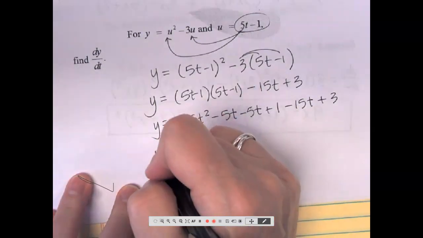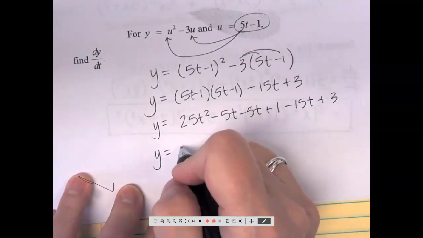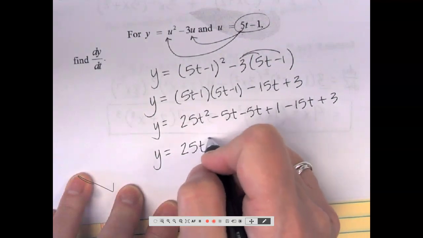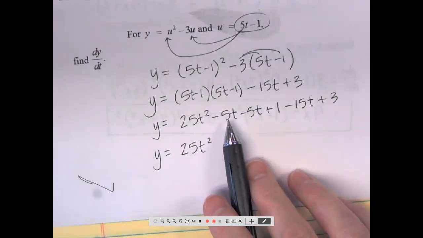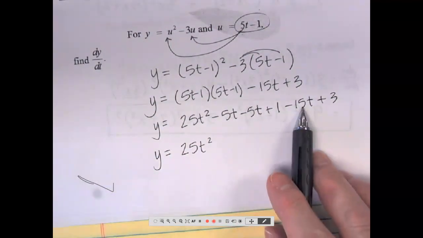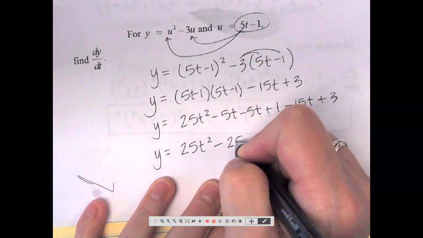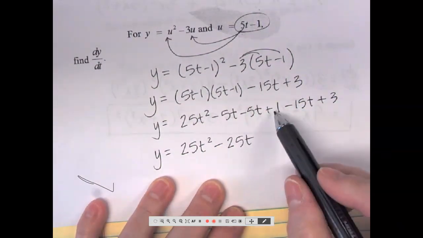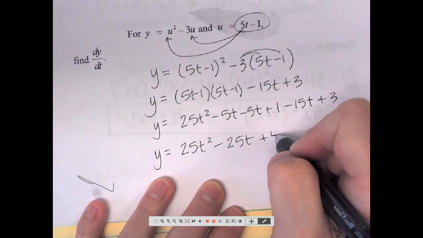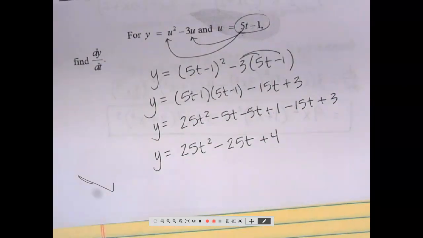Okay, y equals 25t squared. Okay, I have negative 5, negative 5, negative 15. What does that equal? Negative 25t. And then I have a 1 plus 3, which is 4. Okay, so that is my equation for y.